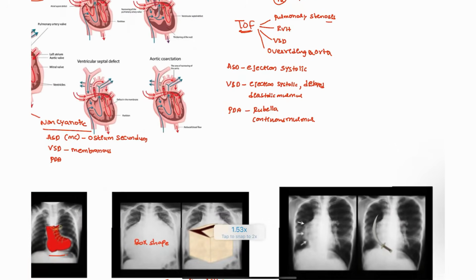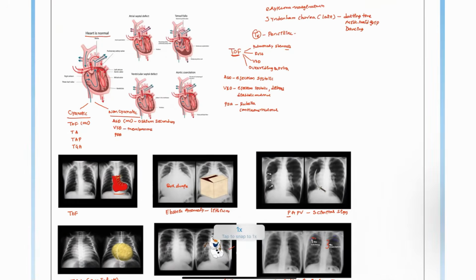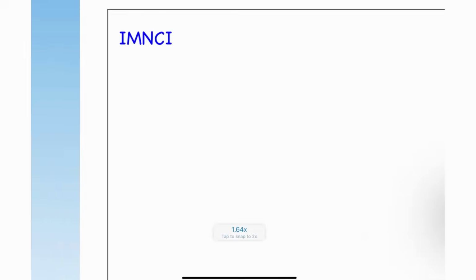So these are some of the findings in congenital heart diseases and rheumatic heart fever. Next, we are moving on to the IMNCI guidelines. So in the IMNCI guidelines, you have to take note of two topics, guys. One is pneumonia, and the other one is dehydration.